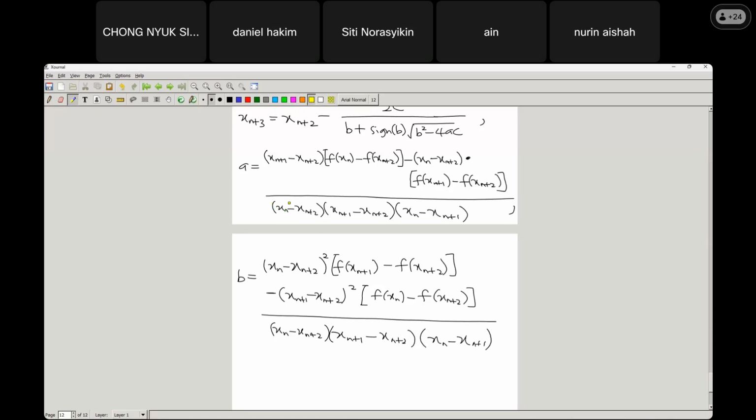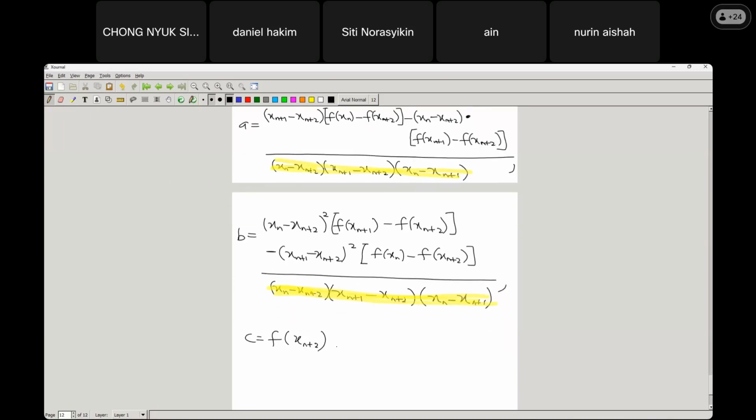If you notice, I just highlight this one and this one, they are the same denominator. A and B have a similar denominator, only the numerator is different. And we have the C, which is equal to f(xn plus 2). So C is really easy. These are the formulas involved for Muller's method.